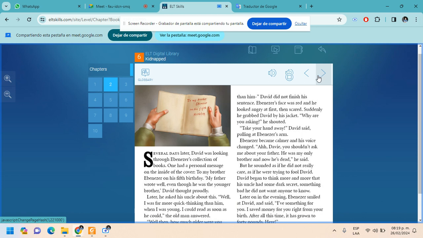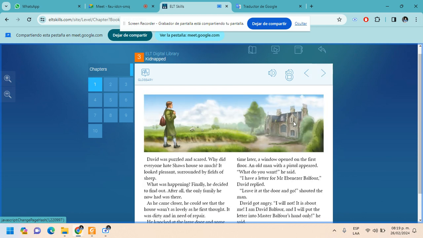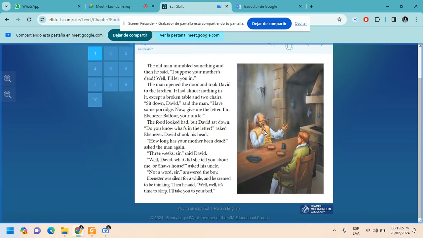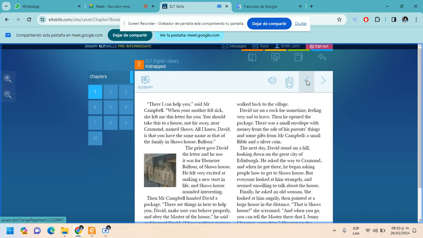What is the other character? What is the name of this man? Very good, very good. Is David's Uncle, no? The name is Ebenezer Balfour. You see, has the same last name. He is David Balfour, he is Ebenezer Balfour. See, they are family. Good. Okay, we identified the characters.